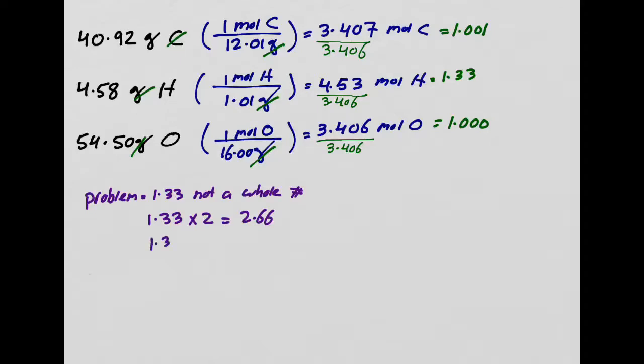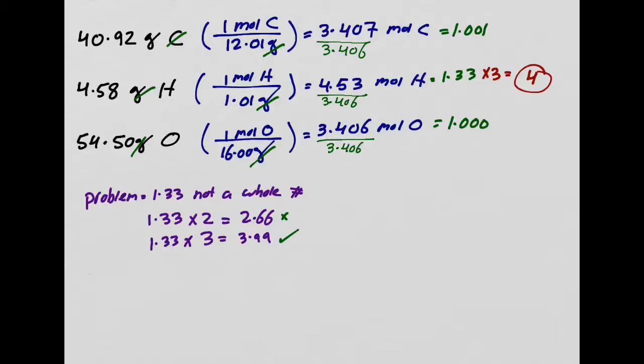Then I'm going to go to the next one. 1.33 times 3, then I get 3.99. Now I can round that to 4. The other one is not a whole number. If it's 0.9, you can round it. Alright, so now what does that mean? That means I have to multiply this by 3 to get a ratio of 4.